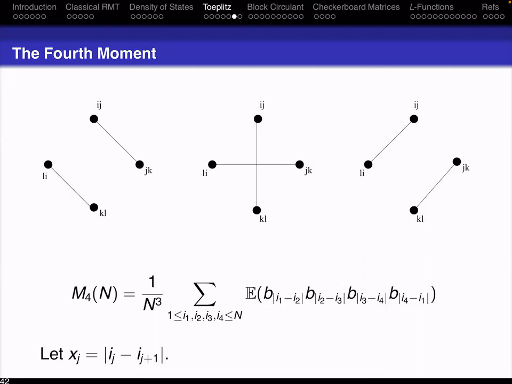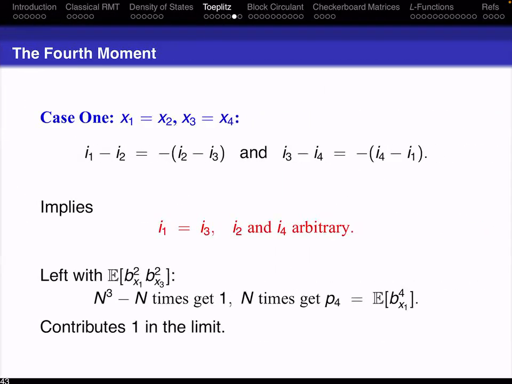Do we agree that the left and the right are the same? Just take a mirror. So it turns out the left and the right both contribute 1. And so the fourth moment of the Gaussian is 3. They both give you a 1, but the middle one does not give a 1. It gives a little bit less. When we do the adjacent matchings, if we want I1 minus I2 to be negative I2 minus I3, and the same for the I3 and I4, you very quickly get, oh, well, look, they both have a negative I2 that cancels. I1 equals I3, and I2 and I4 are arbitrary.